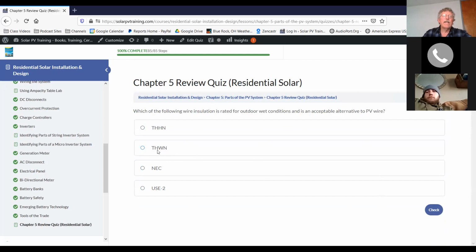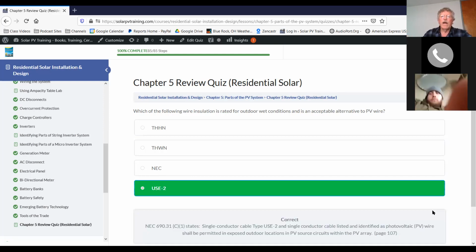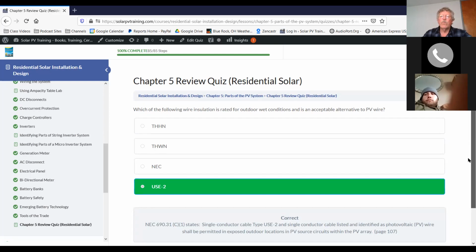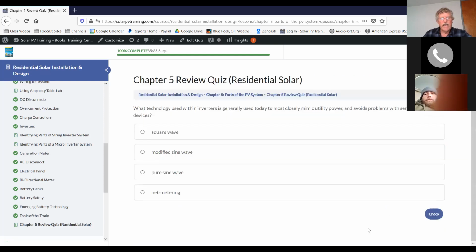THWN: thermoplastic, high heat, wet for W. The NEC is, of course, National Electrical Code. But the right answer here is USE, used for underground service entrance. And that's often used as a substitute for PV wire. So just don't worry about memorizing what the different insulation types are, but it's good to know that they have their place. Every situation has a wire that is best for that situation.